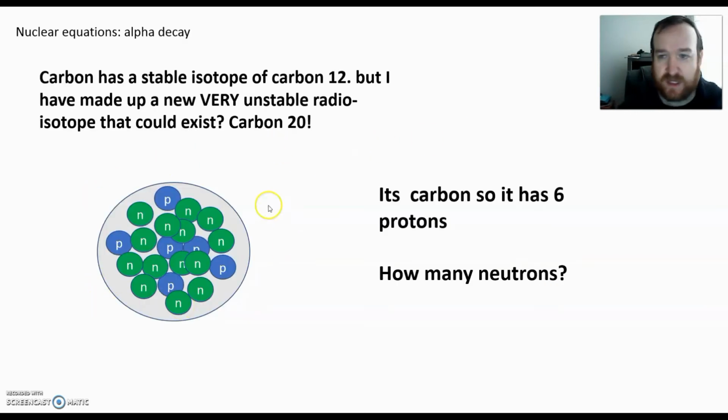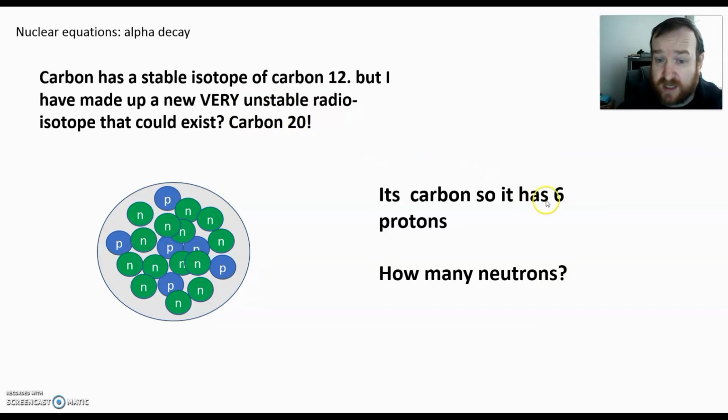Okay, so let's do an alpha particle example first. Now I've made up this isotope of carbon. I know it's carbon because it's got 1, 2, 3, 4, 5, 6 protons. Anything with 6 protons is carbon. So I know it's carbon, but it's got extra neutrons. So it's a radioisotope, it is really unstable. It's got lots and lots of neutrons. It is incredibly unstable. How many neutrons? How could we work it out? We could count them. But I also know it's carbon 20.